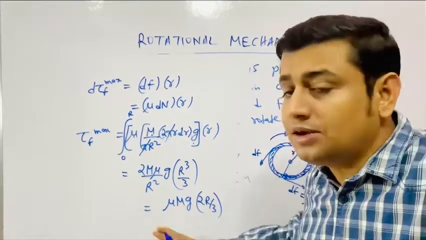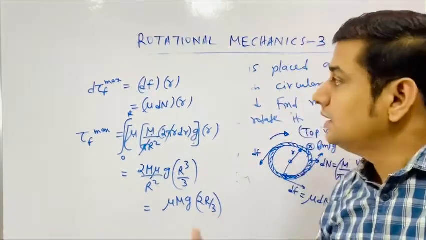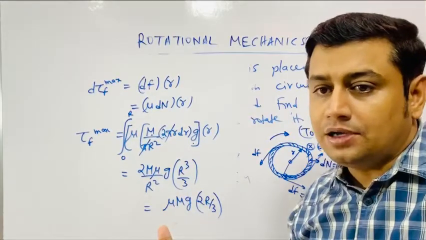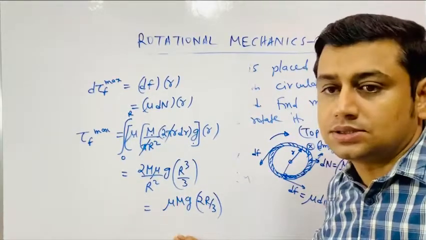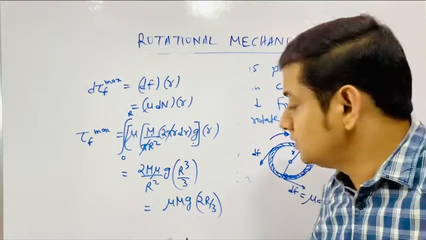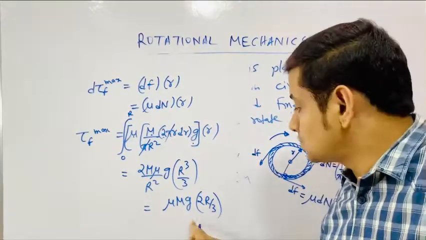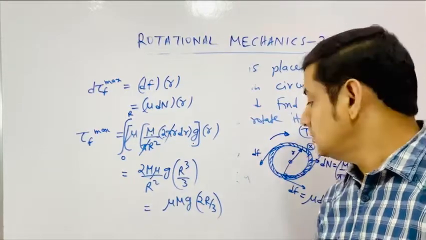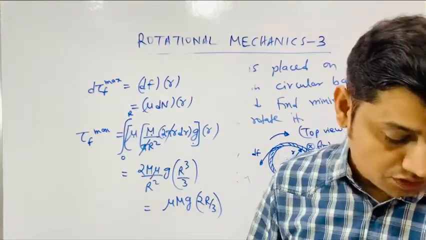This is the limiting value of the torque given by friction. Friction cannot provide a preventing torque more than this. You have to overcome this torque, so your external torque should exceed mu mg into 2r by 3. Okay.